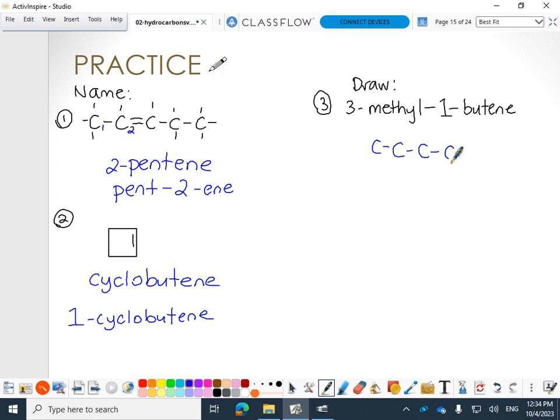Okay, if you find it helpful so you don't mess yourself up, whatever way you want to count, I'm going to start here. That's what I like. I like to do it left to right. If you like right to left, that's fine. And then carbon 3 has a methyl. Carbon 1 has the ene.